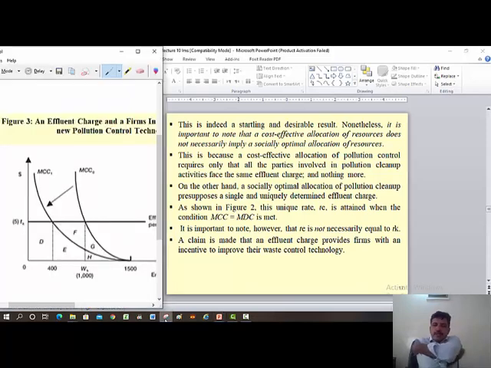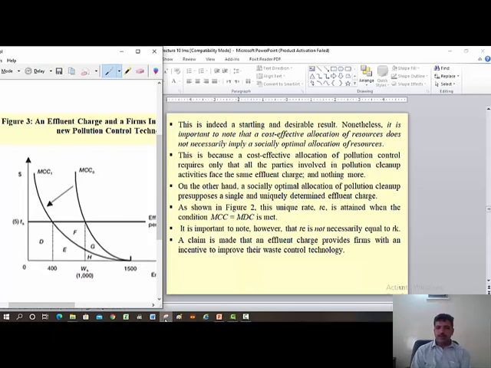This is indeed a striking and desirable result. Nevertheless, it is important to note that a cost-effective allocation of resources does not necessarily imply a socially optimal allocation of resources. This is because a cost-effective allocation of pollution control requires only that all parties involved in pollution cleanup activities face the same effluent charge and nothing more. On the other hand, a socially optimal allocation of pollution cleanup proposes a single and uniquely determined effluent charge. As shown in figure 2, we get the unique rate TE when the MCC is equal to MDC, discussed in the previous slide in detail. It is important to note, however, that TE is not necessarily equal to TK.